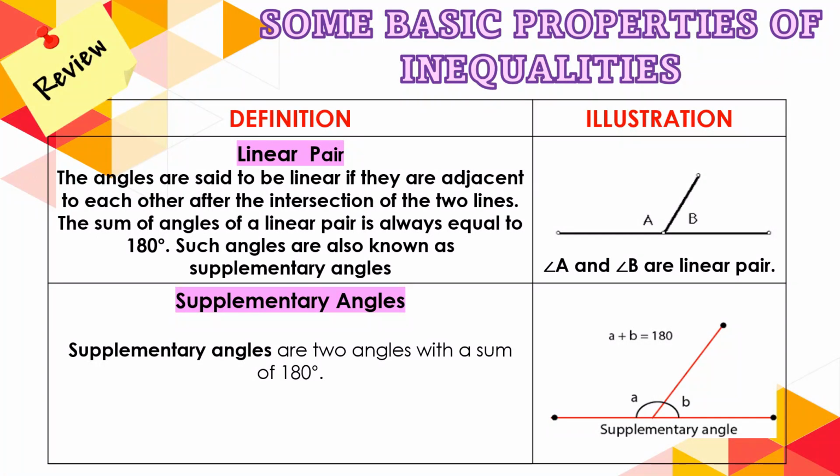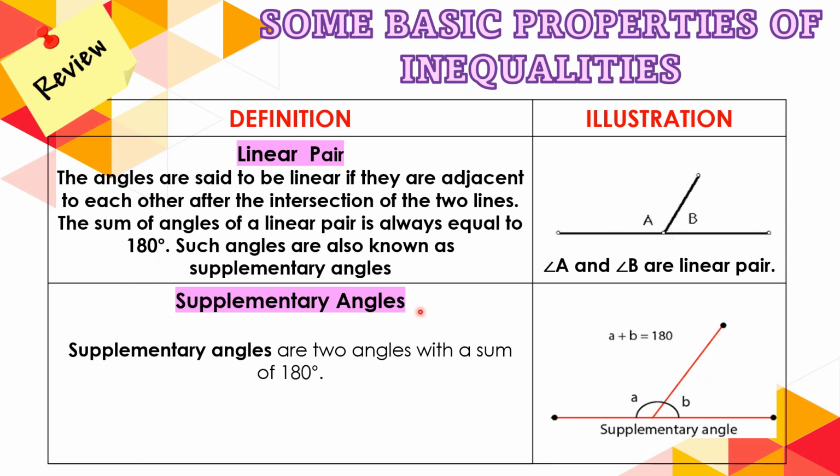Let's have now some definitions that are useful in proving triangle inequalities. Let's have the linear pair. The angles are said to be linear if they are adjacent to each other after the intersection of two lines. The sum of the angles of a linear pair is always equal to 180 degrees. Such angles are also known as supplementary angles. As you can see in our illustration, angle A and angle B are adjacent angles forming 180 degrees. So we can say that angle A and angle B are a linear pair.